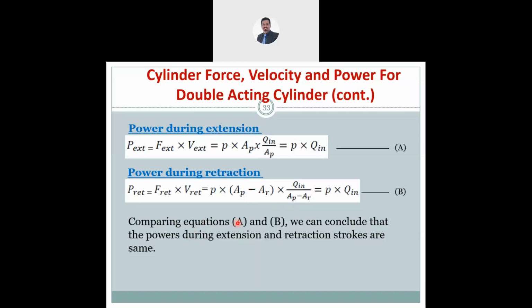So comparing equation A and B, it is practically the same. Because you can cancel here. So it will still be P times Q in, pressure times Q in. So although there is a difference in area, at the end you still get the same. That is why I said earlier that the power will be the same.